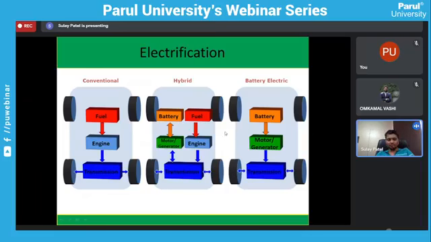And from that we are going to the battery electric vehicle. Over here you will find that there is no engine and no fuel, only a battery, and the motor and generator are there, and the transmission is there. So in a battery electric vehicle only three major components are there. The powertrain of a battery electric vehicle is the battery to the motor and generator, then to the transmission, and from the transmission to the wheels.